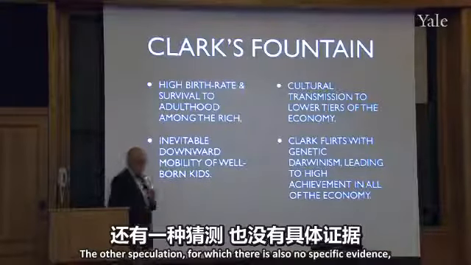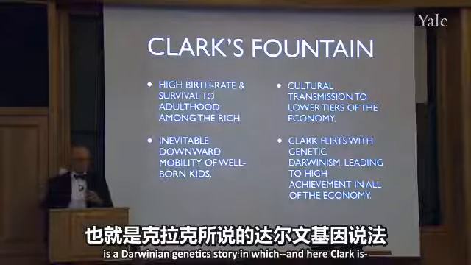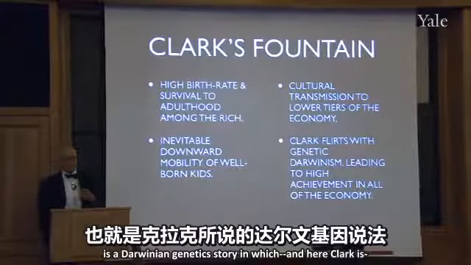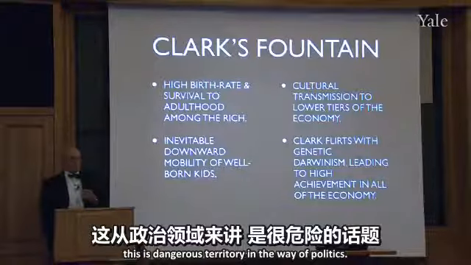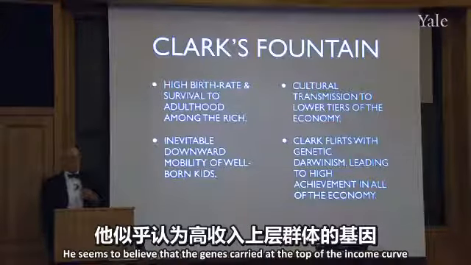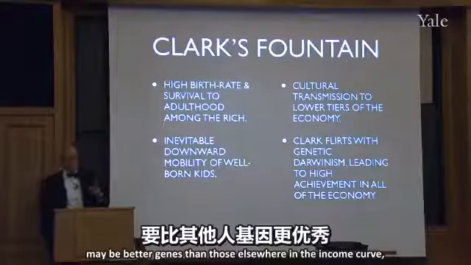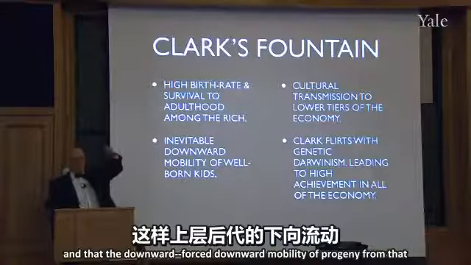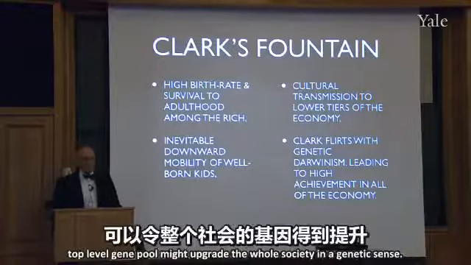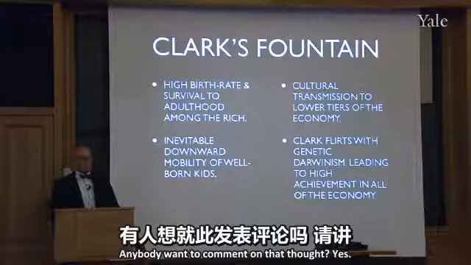And the other speculation, for which there is also no specific evidence, is a Darwinian genetics story in which, and here Clark is, you know, this is dangerous territory in the way of politics, he seems to believe that the genes carried at the top of the income curve may be better genes than those elsewhere in the income curve, and that the forced downward mobility of progeny from that top-level gene pool might upgrade the whole society in a genetic sense. Anybody want to comment on that thought?